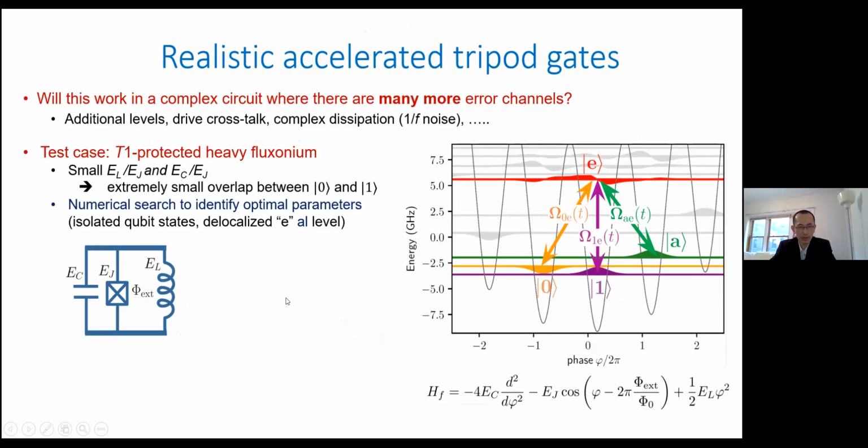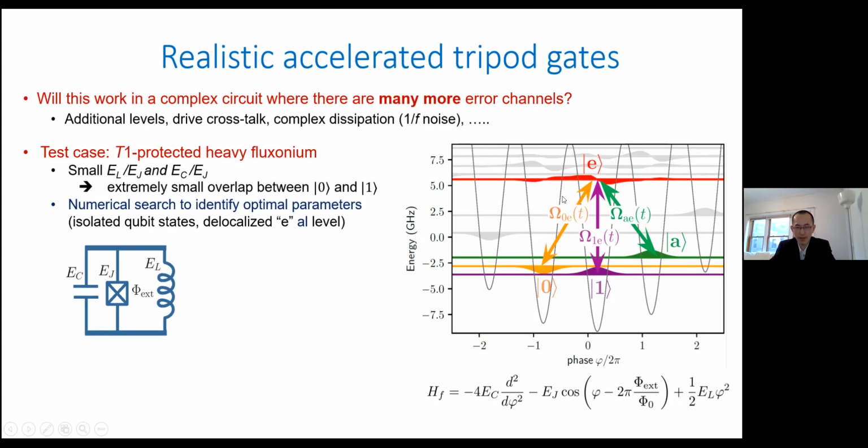So we have seen how to design an SATD protocol that cancels the non-adiabatic errors for few-level systems. The question is, we know that a superconducting circuit is not just a 2 or 4 level system. It has many, many levels. And these additional levels can give rise to leakage errors, which can degrade your gate performance. For this tripod gate, it also has drive crosstalk that you need to worry about.